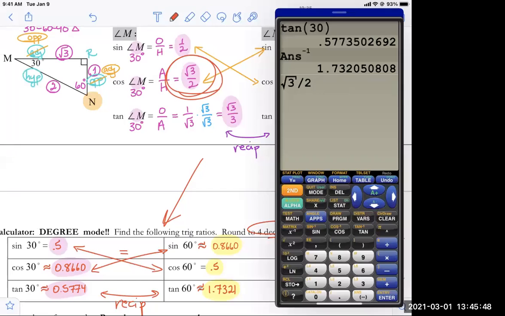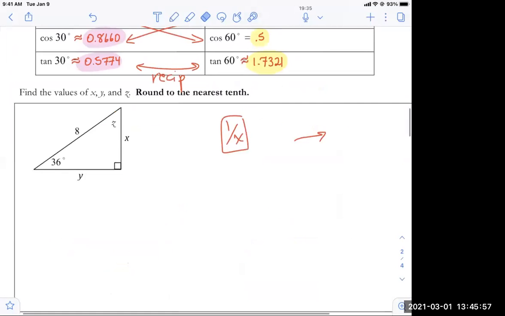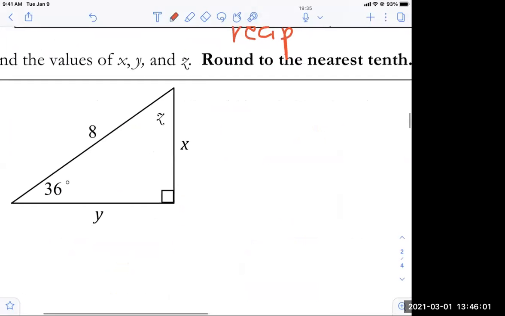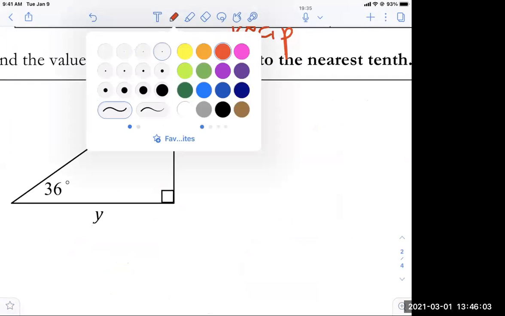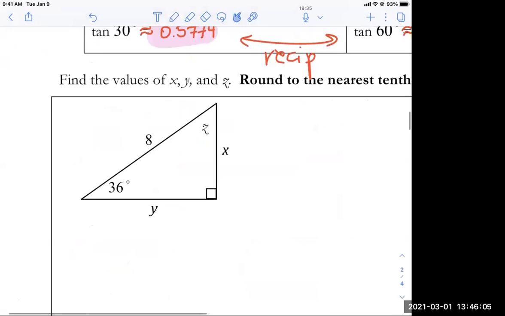0.8660. 0.8660. Okay, so we have the decimal form of it and we have the fraction form of it. Okay, see how it's the same thing. All right, I'm going to go a little bit fast. We're running a little short on time here, and I want to make sure you are understanding how to set this up for the homework.